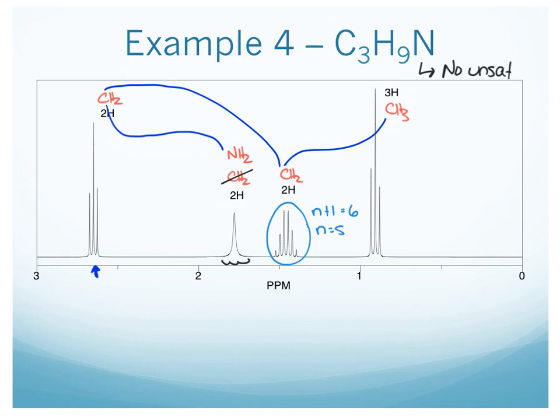This CH2 is a triplet because it's connected to a carbon with 2 hydrogen. This CH3 is a triplet because it's connected to a carbon with 2 hydrogen. So we have everything connected. So this is just the propylamine.